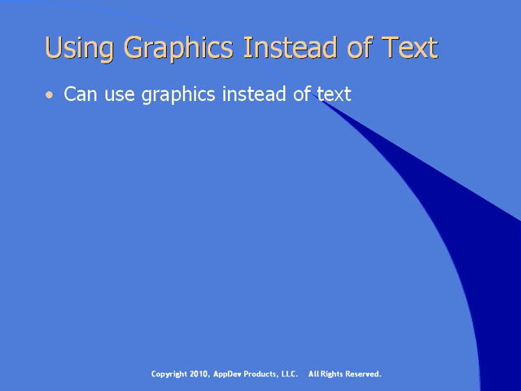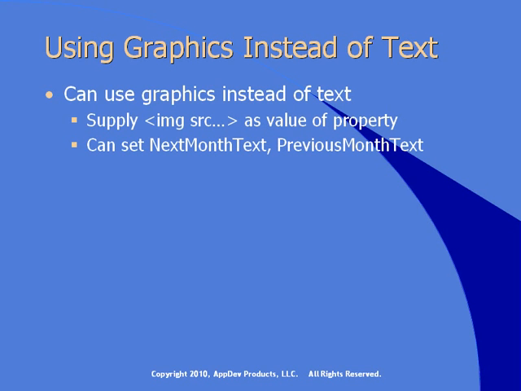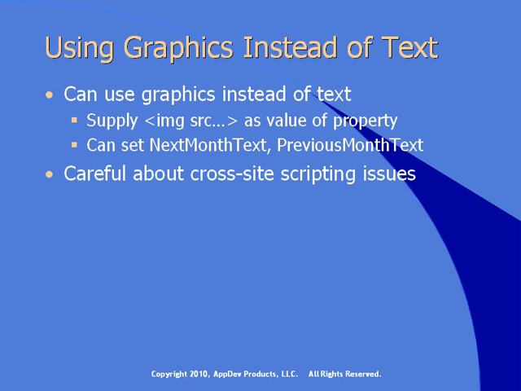As I mentioned, you can use graphics instead of text. You just supply an image tag as the value of the property. You can use this for the next month text, previous month text, and any property that ends with text for the calendar control. You do need to be careful about cross-site scripting issues.